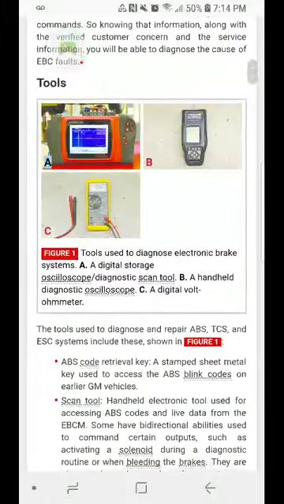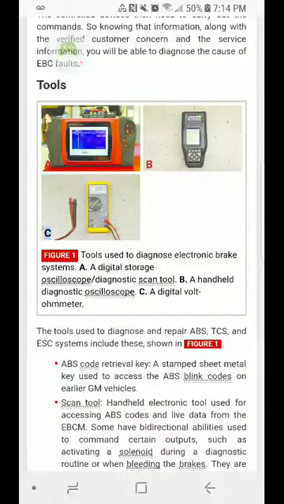Tools A, B, C. Figure 1. Tools used to diagnose electronic brake systems. A. A digital storage oscilloscope or diagnostic scan tool. B. A handheld diagnostic oscilloscope. C. A digital voltmeter.